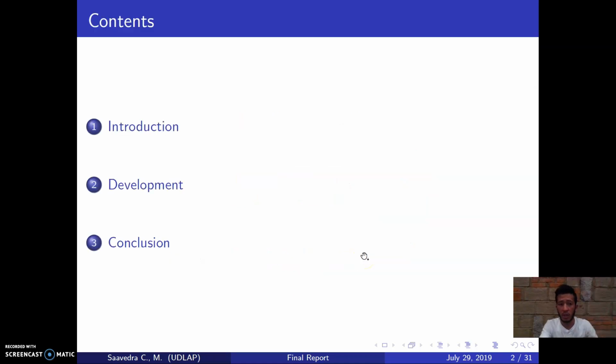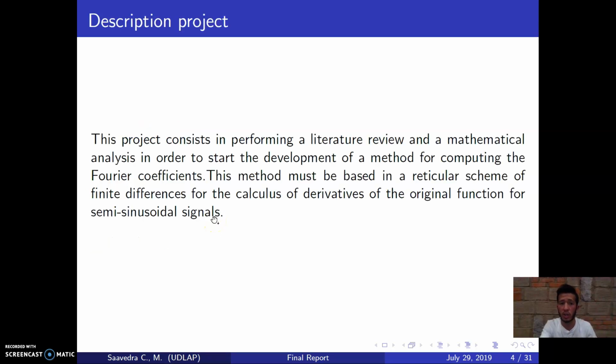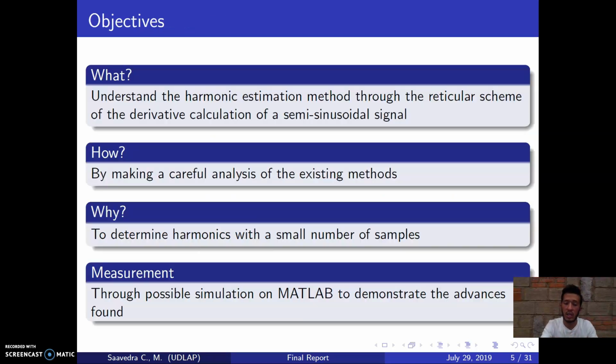Well, I have three main contents: introduction, development, and conclusion, and I am going to start with the introduction. This project consists of making a literature review and mathematical analysis in order to understand everything about the Fourier coefficients, and this is going to be based on the derivatives and the semi-sinusoidal signals.